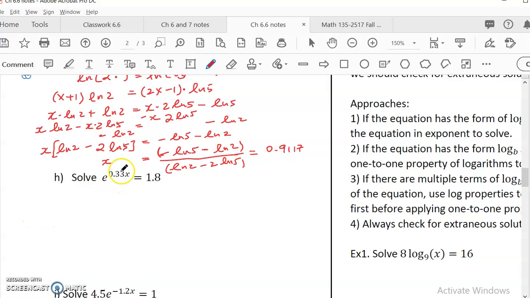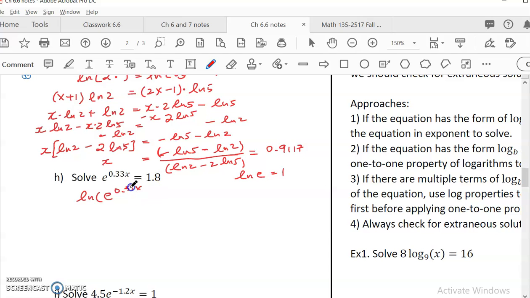This one has one base only, so we don't have the problem that we had in the last one. And also we're lucky because this base is e. So we know ln e is actually 1, so we'll use this fact. So we'll just apply ln on both sides. So this will be e to the 0.33x.